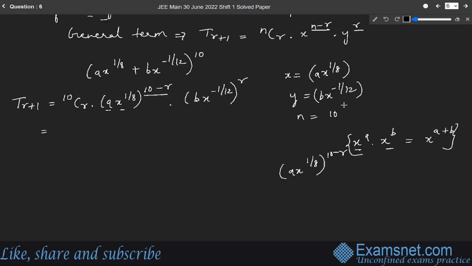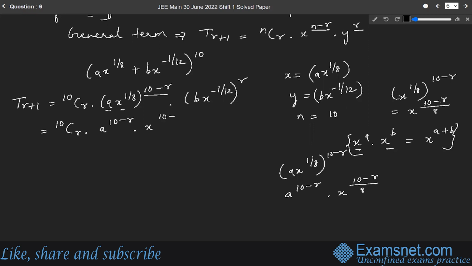So it can be written as a^(10−r) multiplied by x^((10−r)/8), right? Because we have x^(1/8) whole power 10 − r, so 1/8 will be multiplied with 10 − r. So it will be (10 − r)/8. So this term becomes 10Cr multiplied by a^(10−r) multiplied by x^((10−r)/8). Similarly, when we distribute the power of this term, it will be b^r multiplied by x^(−1/12 into r), which is −r/12, right?